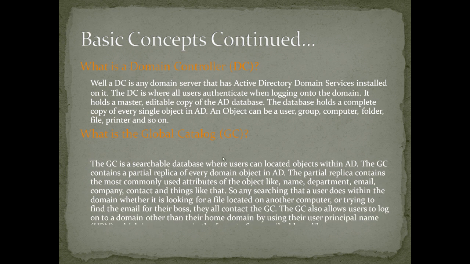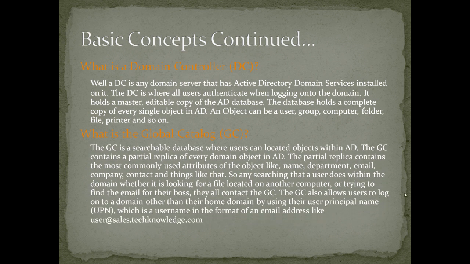Okay, moving on. So what's a global catalog? Well, the global catalog is just a searchable database where users can locate objects within Active Directory.